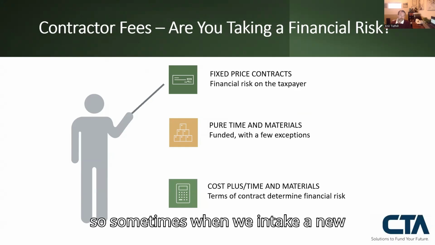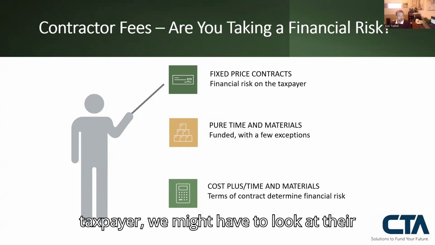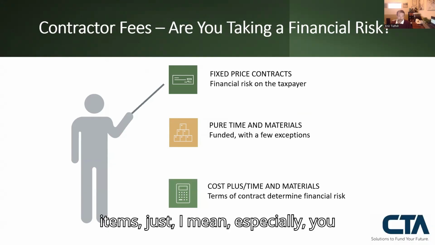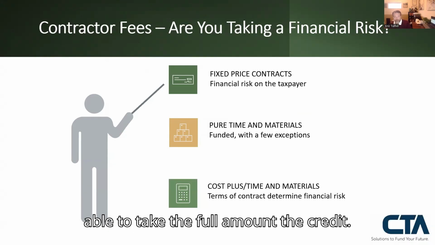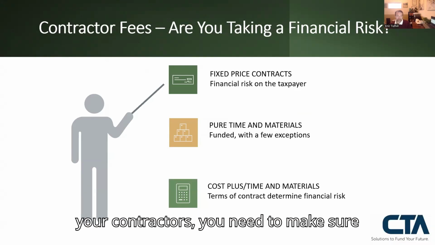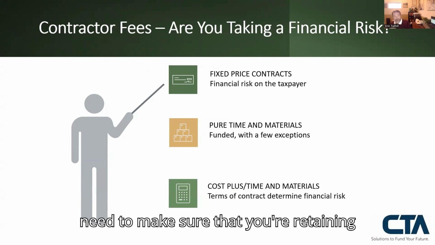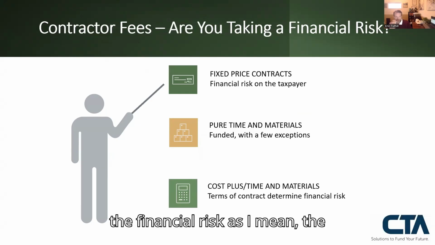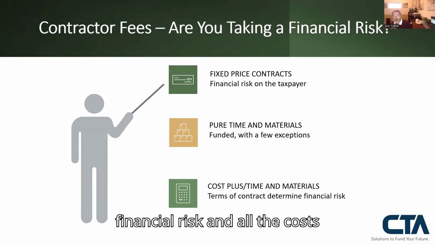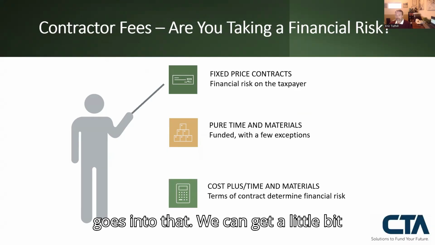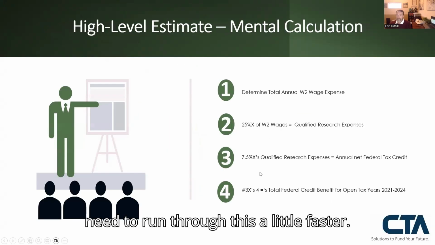And so sometimes when we intake a new taxpayer, we might have to look at their contracts and say, hey, you might have to restate some of these items, especially going forward, so that you're able to take the full amount of the credit. And same thing if you are working with your contractors, as a taxpayer you need to make sure that you're retaining the financial risk and all the costs that you're outlaying for that research and development. So there's a lot that goes into that. We can get a little bit more nuanced as we go along here, but I need to run through this a little faster.